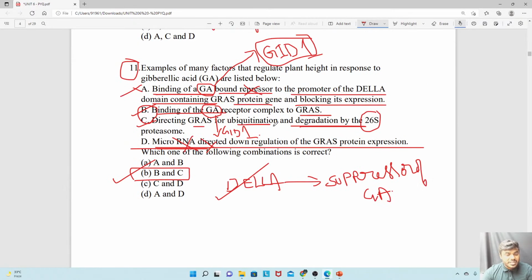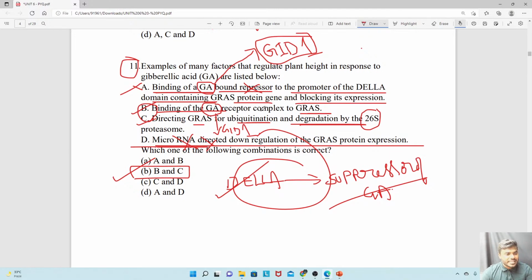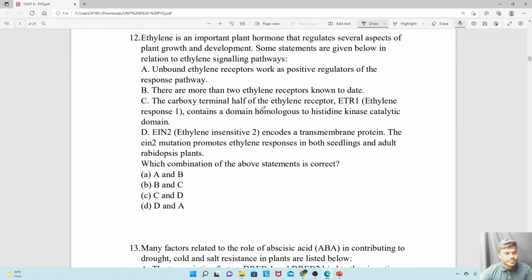Upon multiple revisions, you can easily remember. Don't get confused. Gibberellic acid associated with GID1, and the DELLA protein can act as a regulator or suppressor of gibberellic acid. Remember that point.